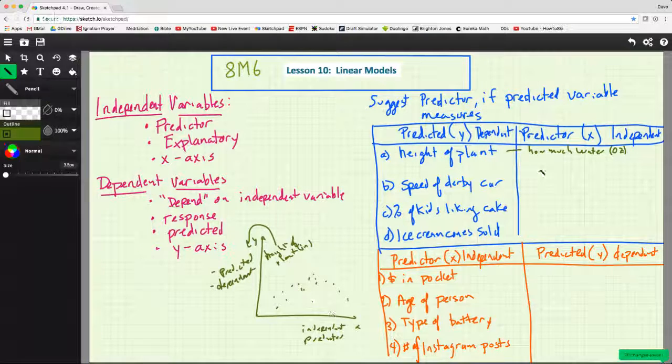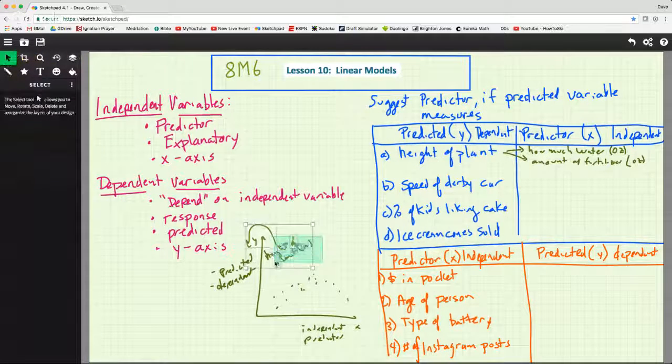Also, what else might affect the height of a plant? Well, fertilizer, the amount of fertilizer. And that can also be measured in ounces or maybe grams. I don't know. Okay, let's look at a different question now.